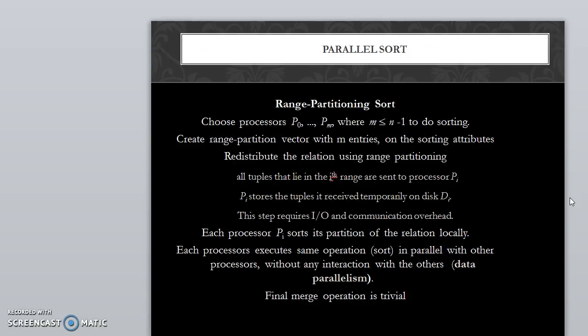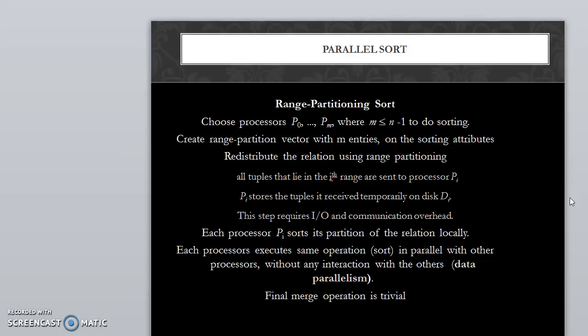Then parallel sorting, the range partitioning sort. We choose the processors P0 to Pm, where m is equal to n-1, for doing the sorting. Then we create a range partition vector with m entries on the sorting attributes. Then we redistribute the relation using the range partitioning. All the tuples that lie in the ith range are sent to the processor Pi, and Pi stores the received tuples temporarily on the disk Di. These steps require input, output, and communication overhead.